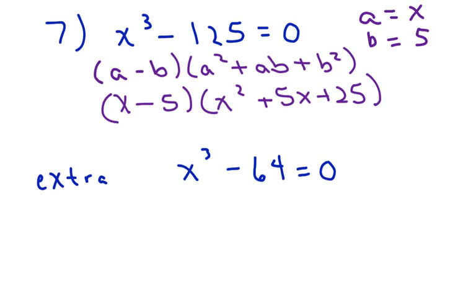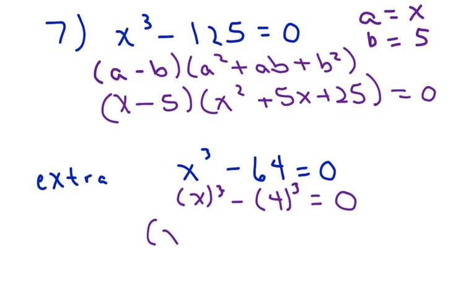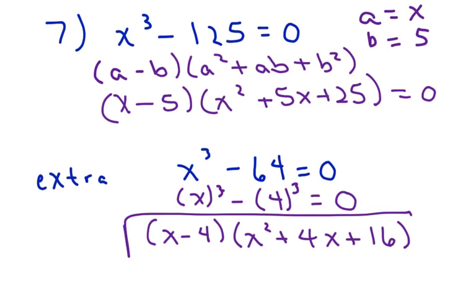Let's do one extra. This has the same form as number 7. And so my a is x. That's a cube. And my b is 4. 4 cubed is 64. Well, we should probably set this to 0 like they did. So we're going to have x minus 4. We keep this part the same. The second part is going to be x squared plus 4x. And then you square the b. 4 squared is 16. And you're done. So just practice those.